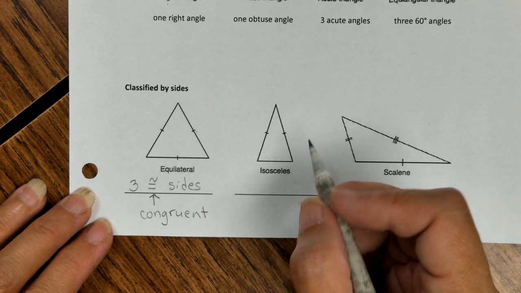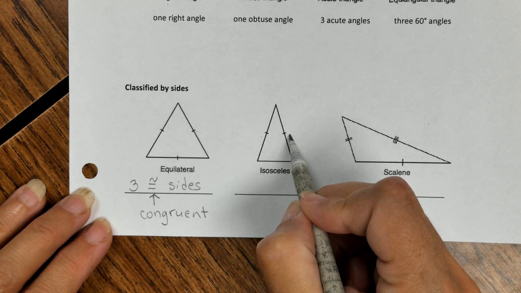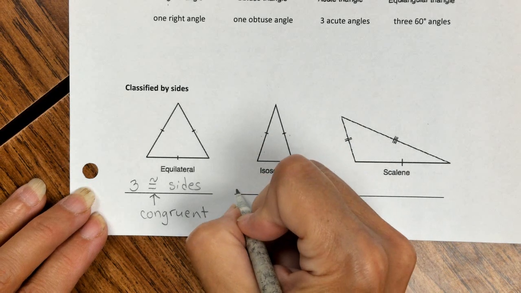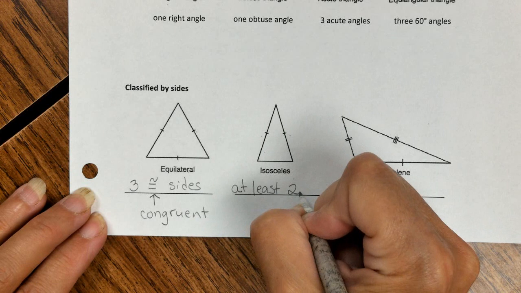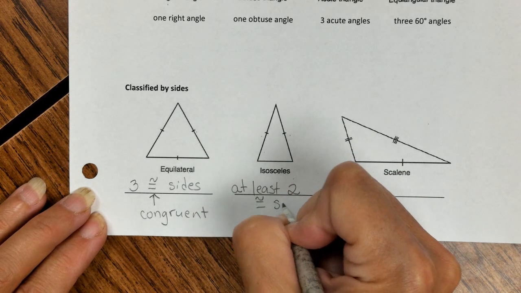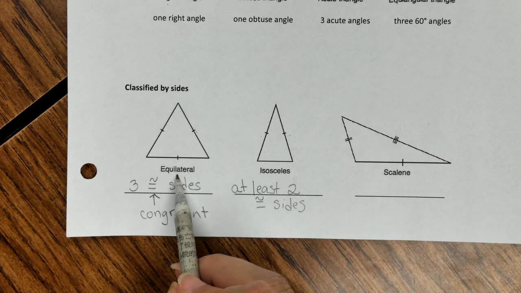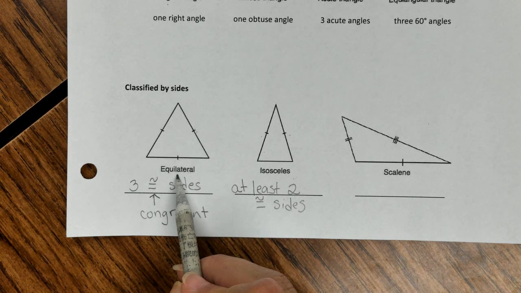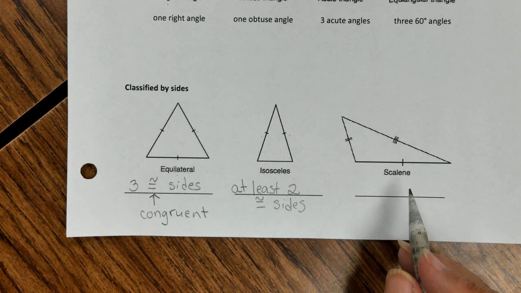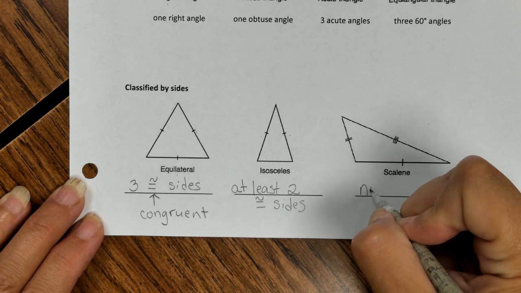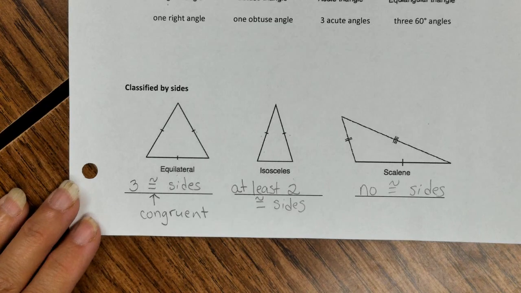Okay, 3 congruent sides. Isosceles, 2 are shown here being congruent, but actually at least 2 congruent sides. Technically, an equilateral triangle is also isosceles because it has at least 2 congruent sides as well. If it's scalene, there are no congruent sides. They're all different lengths.